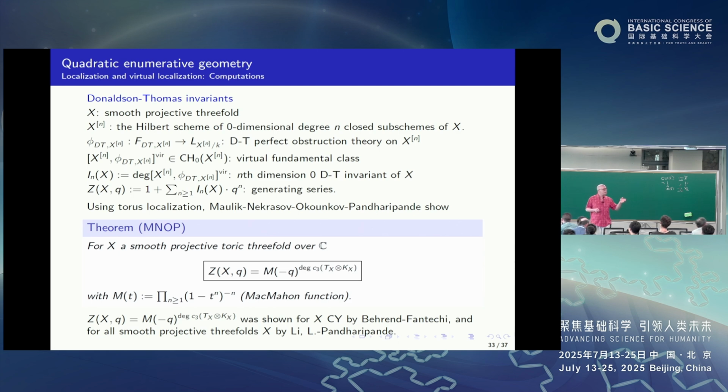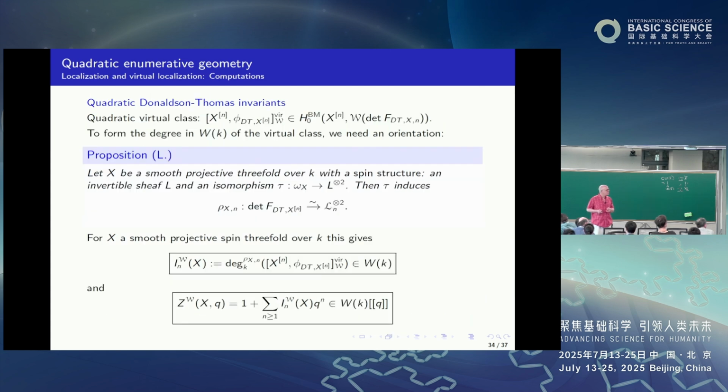So this was the toric case, and this was extended to Calabi-Yau threefolds by Behrend-Fantechi, and then Jun Li, and using a different argument, Pandey and myself extended this for arbitrary threefolds. So again, all the framework works in the quadratic case. You need an orientation, and I could show that the thing you need to get an orientation on the Donaldson-Thomas perfect obstruction theory for the Hilbert scheme is exactly a spin structure on the target threefold. Time's up.